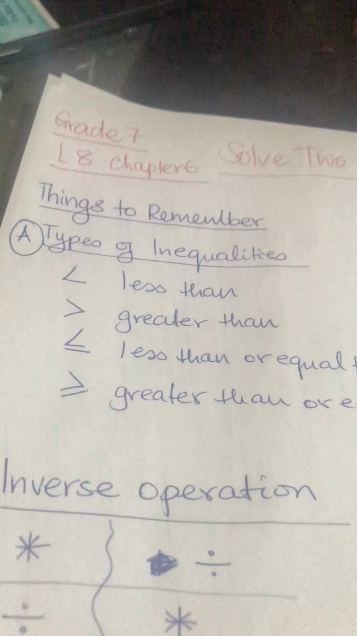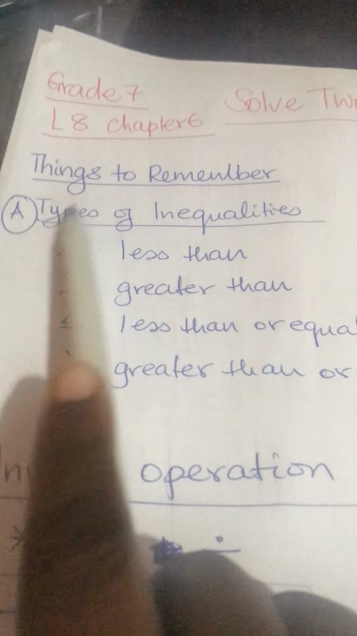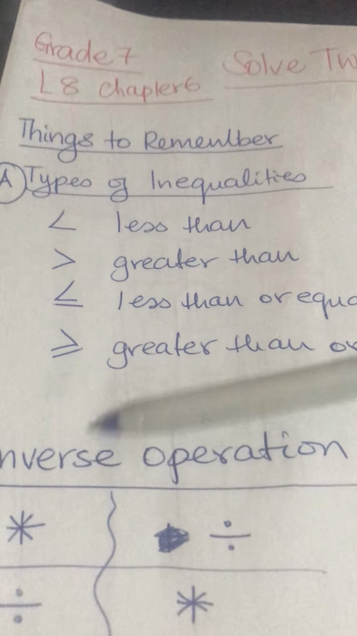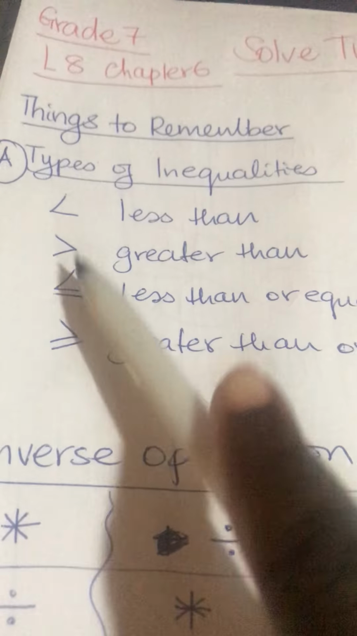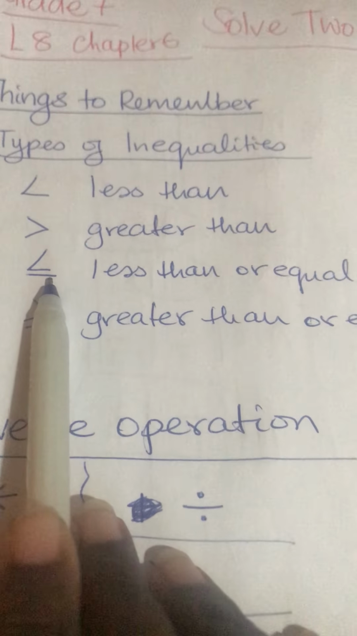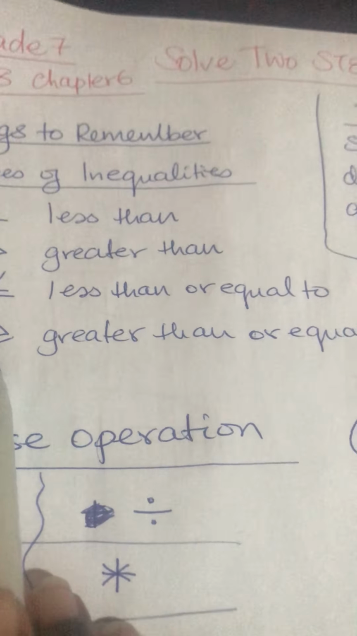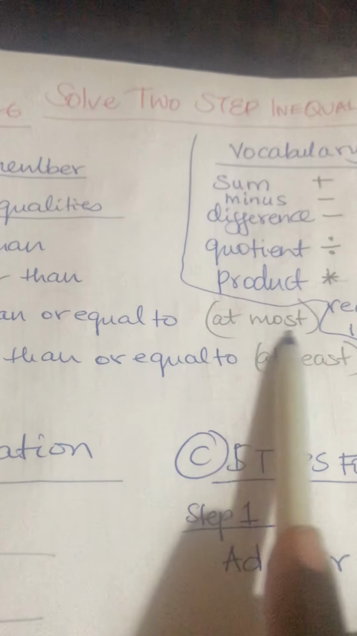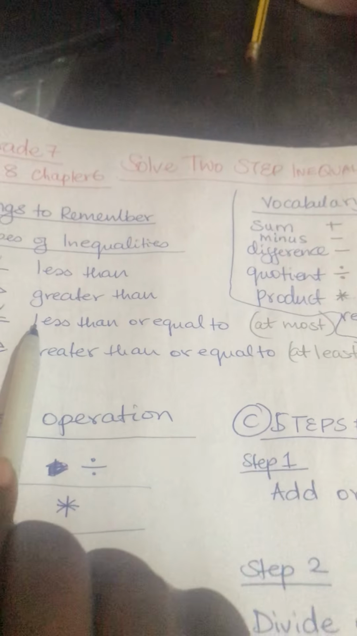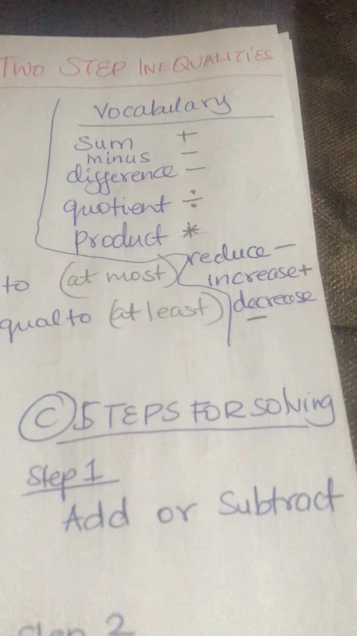A. You need to know types of inequalities. You need to know them. There is no guessing. If you write the wrong one, your answer is wrong. Less than, greater than, less than or equal to, greater than or equal to. You have to remember at most means less than, at least means greater than. You have to remember that.